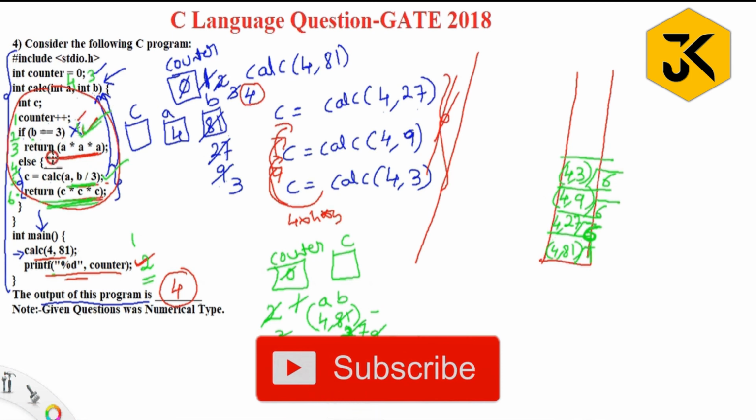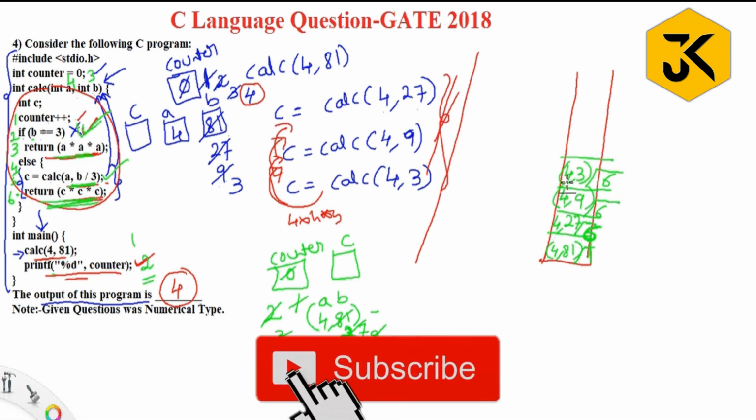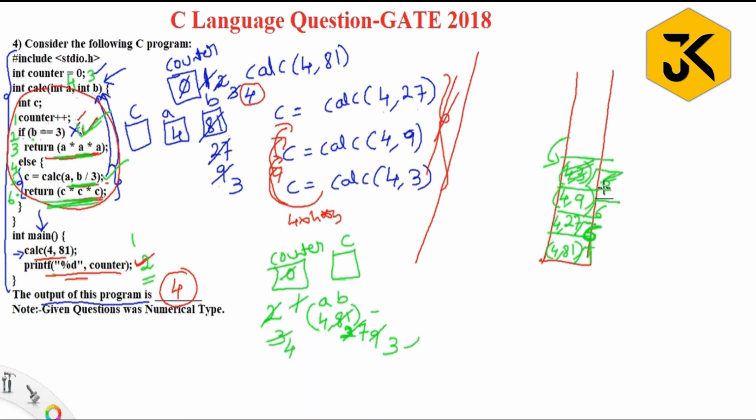Yes, the condition is true. Then it's going to return a into a into a, means 4 into 4 into 4. It is going to return some particular value here, and that value will be replaced at this particular location. Then the sixth statement will be executed, that is c into c. Like this it will be completely executed. After execution of this statement, 4 comma 81 is executed. Then our next statement, the printf counter statement, will be executed. So printf percentage d counter means 4.